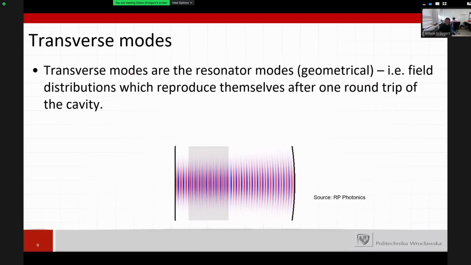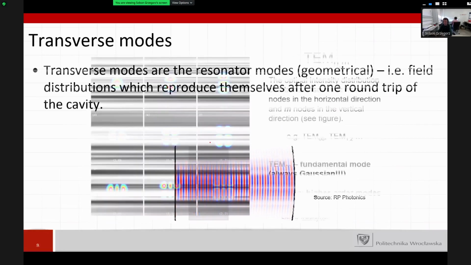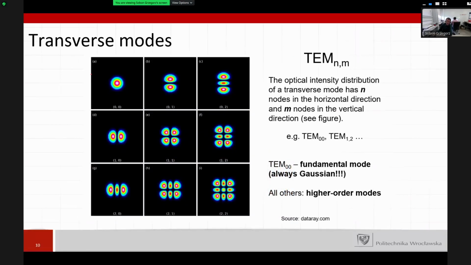What about the transverse modes? The transverse modes are related to the distribution of the electric field inside the resonator. This is the distribution of the field that reproduces itself after one round trip of the resonator. This translates to the shape of the output beam, which is described with this TEM number. We already discussed that. So this here is the fundamental TEM00 mode, and the other distributions are the so-called higher order modes.